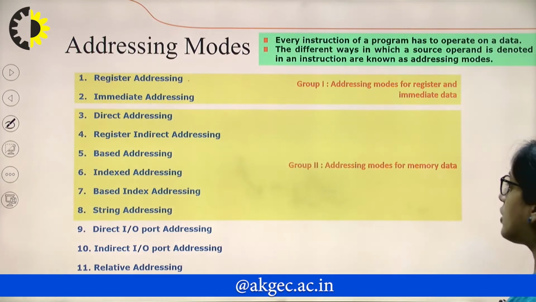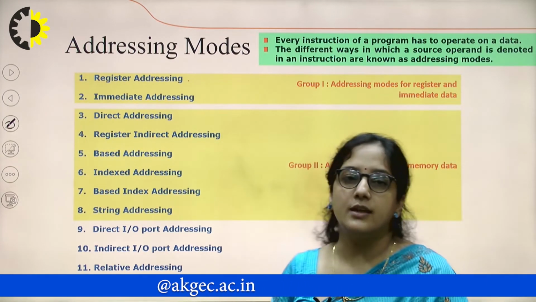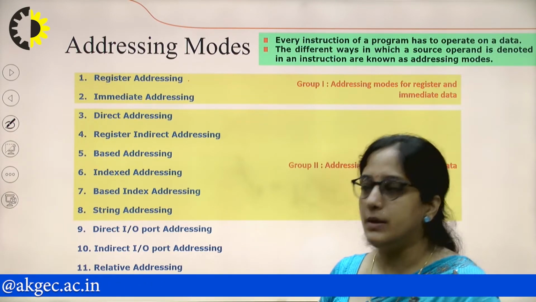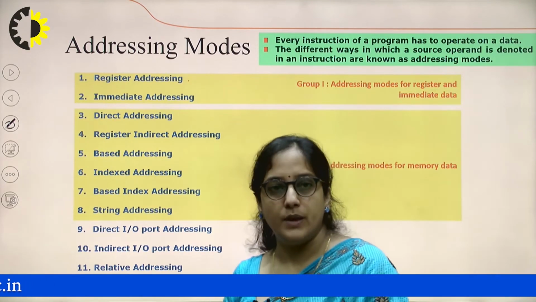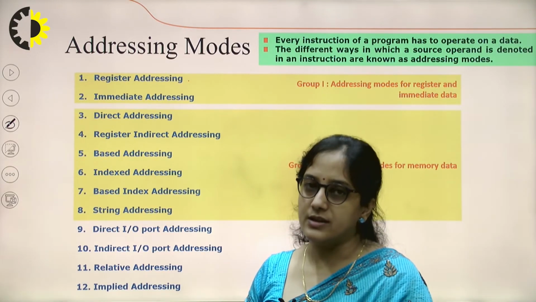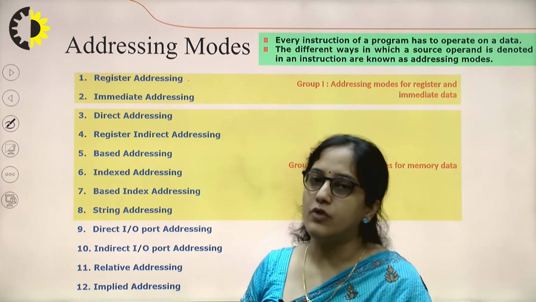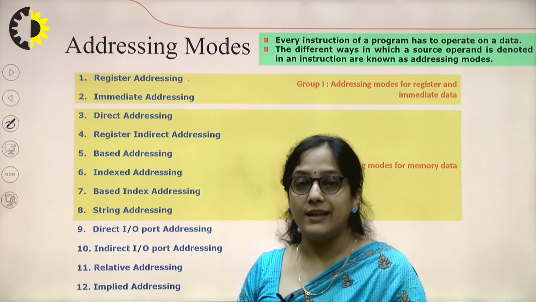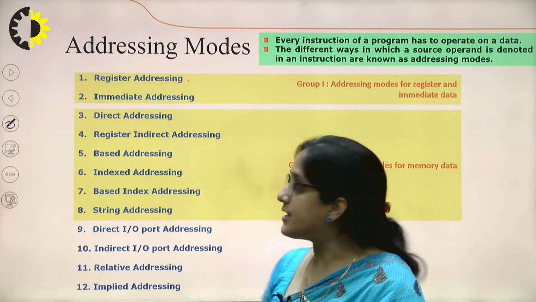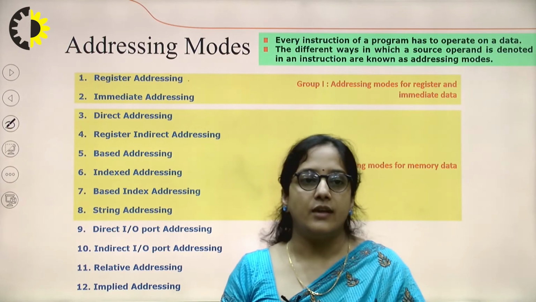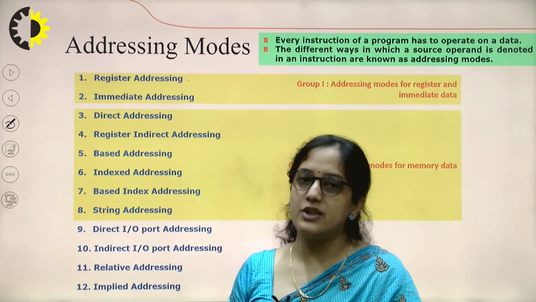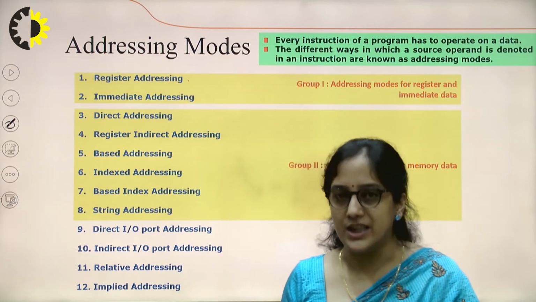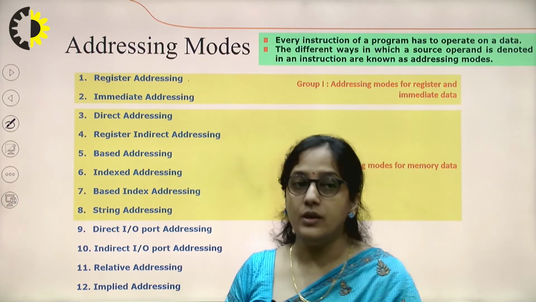The second group consists of addressing modes which access the data from memory. That means our operand is available in memory, and our instruction is such that we access the data from memory. There are different ways. The first one is that we directly specify the address in the instruction itself, that is direct addressing. Next is indirect addressing, meaning the address is stored in some other register and we specify the name of that register in our instruction.